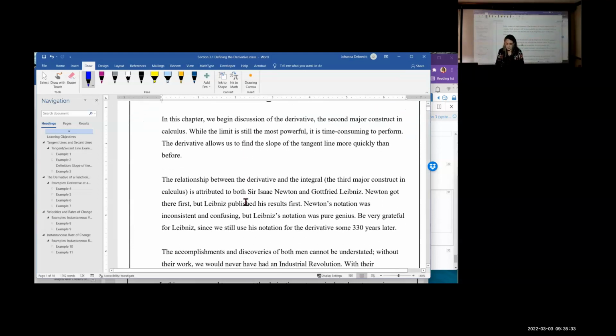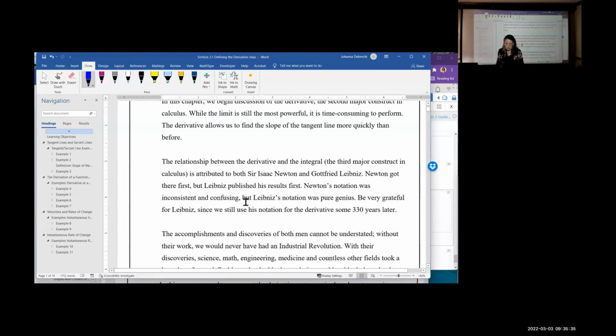This is the second major construct in calculus. The limit is still the most powerful, but the limit is super difficult and time consuming to get through. And so we came up with the derivative, which is a faster way of doing a lot of what the limit allows us to do.